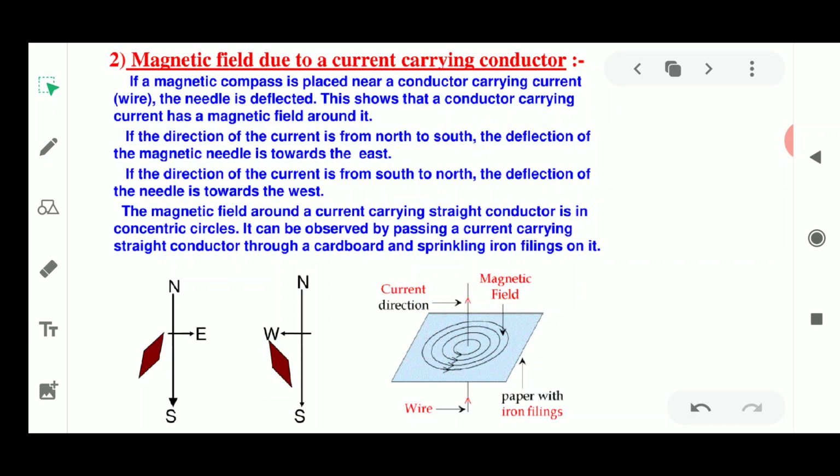So the next thing we'll discuss today is the magnetic field due to a current carrying conductor, means the magnetic field in a straight current carrying conductor. Is a magnetic field produced in a current carrying conductor or not? A simple experiment is done.